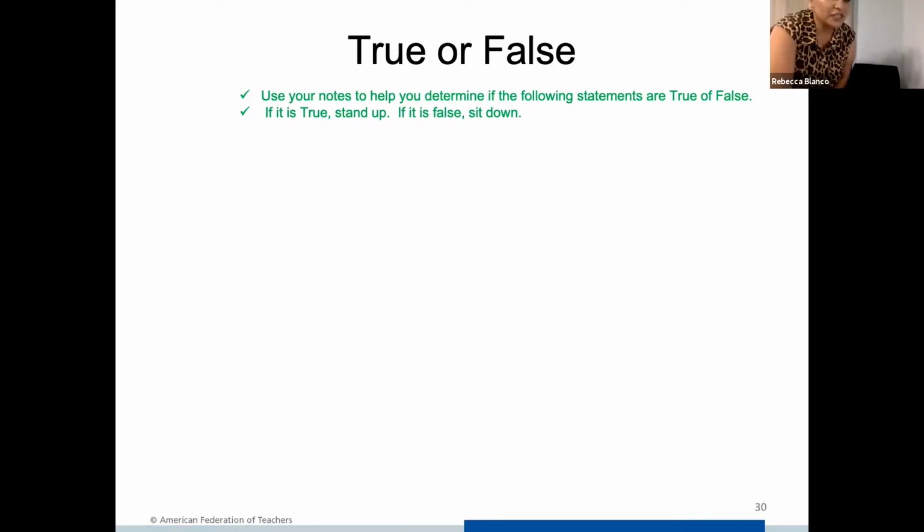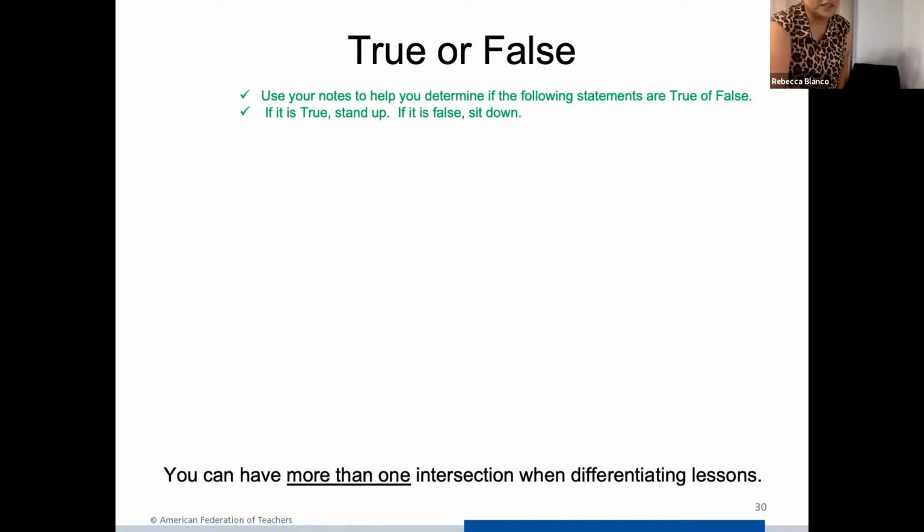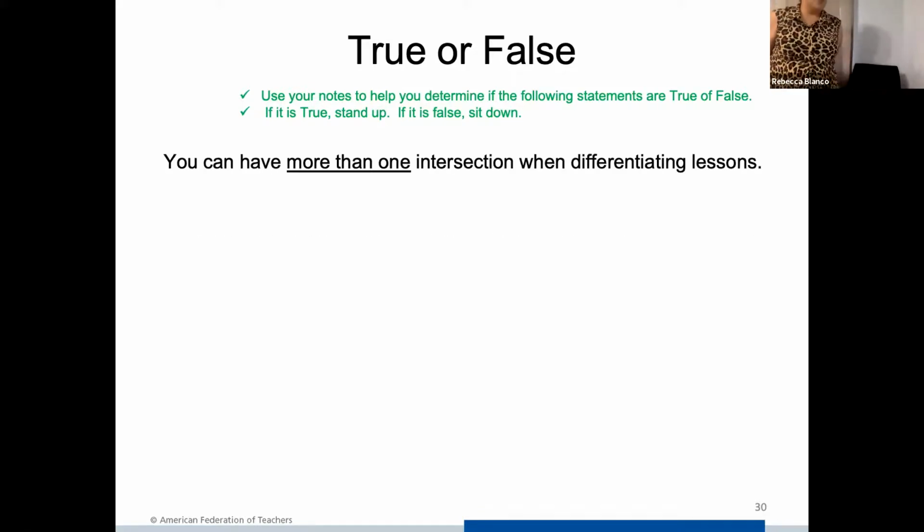First one. If it's true, you stand up. If it's false, you sit down. You can have more than one intersection when differentiating lessons. So if it's true, stand up. If it's false, sit down. Okay, let's take a look at the next one.